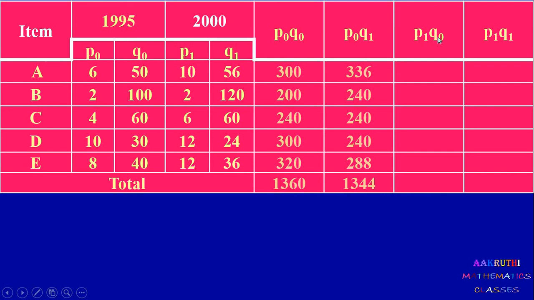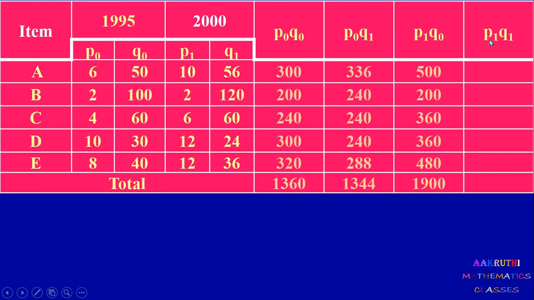So next it is P1Q0. So you have to multiply P1 and Q0. It is 10 into 50, 500. And it is 2 into 100, 200. 6 into 60, 360. 12 into 30, 360. 12 into 40, 480. So adding all this, we get summation of P1Q0, and it is 1900.